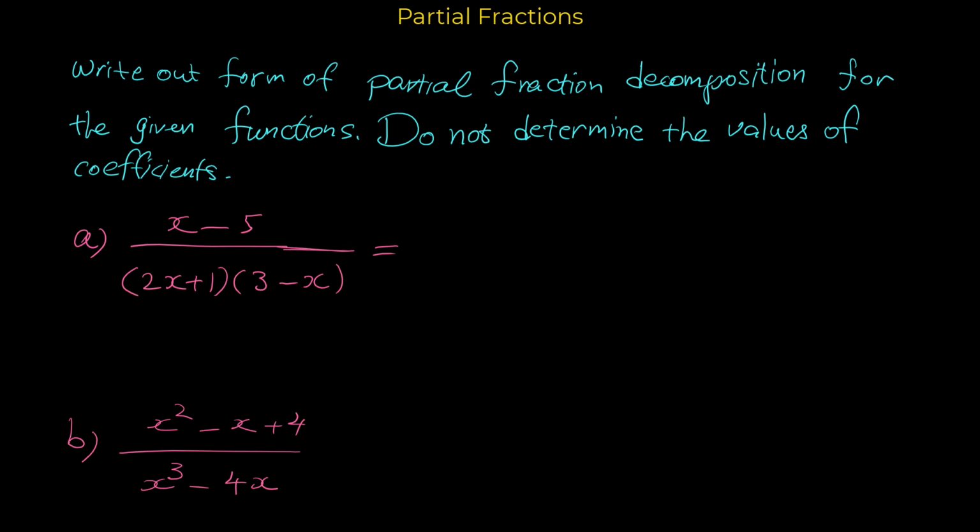We are ready to write the partial fraction decomposition form for this function. Basically, because we have two factors here, in the partial fraction decomposition form we have two fractions, one with 2x plus 1 in the denominator and one with 3 minus x. And we put two unknowns, a and b, in the numerators.